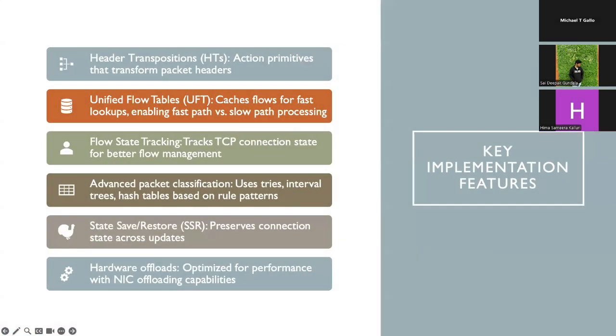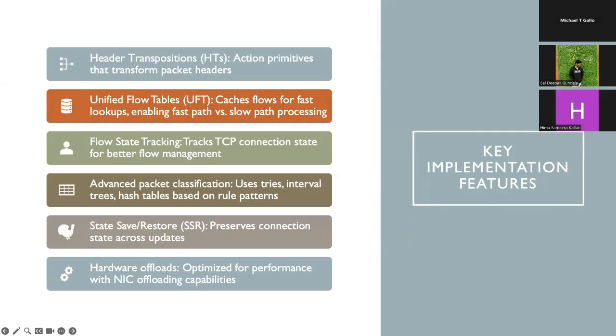Header transpositions are action primitives used to transform packet headers, for example, modifying IP addresses or ports. They allow VFP to rewrite packets on the fly, which is essential for NAT, tunneling, or redirection scenarios. VFP tracks the state of TCP connections such as SYN or FIN flags to better understand and manage flow life cycles. This enables stateful behavior where needed, improving control over long-lived sessions.